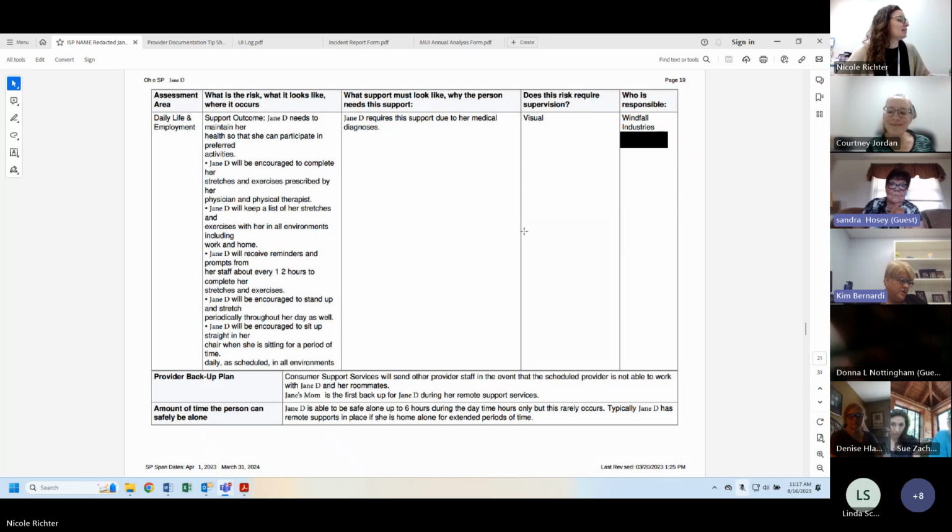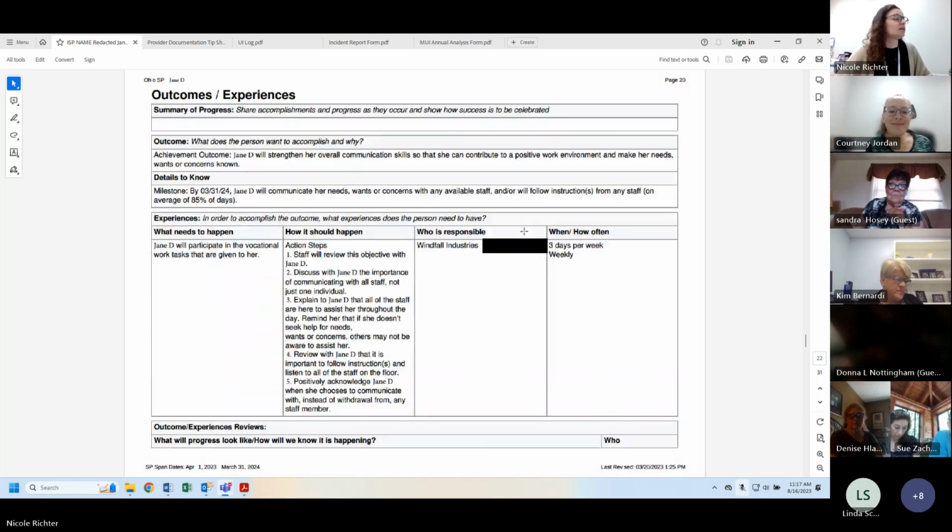So, can we go to page 20? Okay, page 20, outcomes and experiences. You guys are used to the achievement outcomes, or they would call goals. This is not where you would find the achievement outcome if you are the provider of having to do one. Okay.